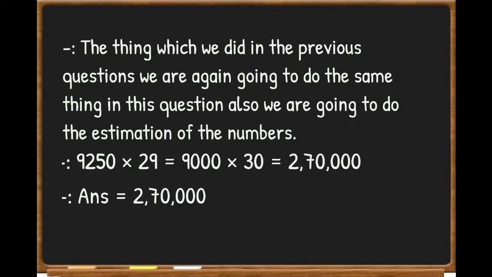So we are going to round off to the nearest 10. We know that we are going to compare the units place with 5. When we compare 9 and 5, we know that 9 is greater. So we will succeed this number also, which will be equal to 30. When we multiply the new numbers, 9000 into 30, we will get our answer as 2,70,000. So the answer of the D part is 2,70,000.